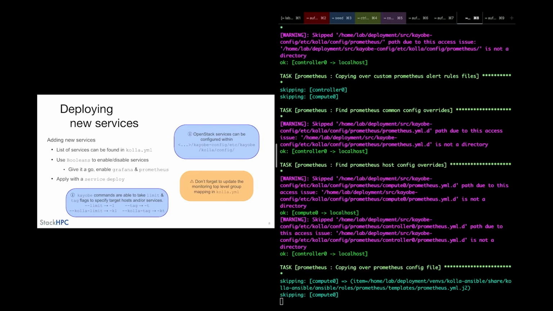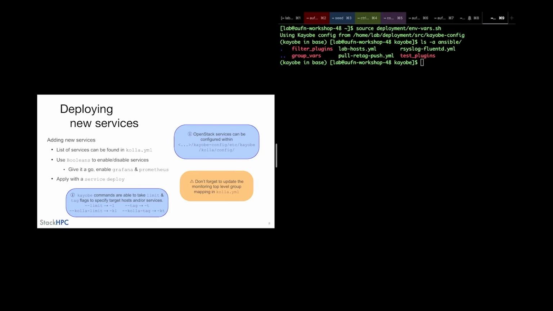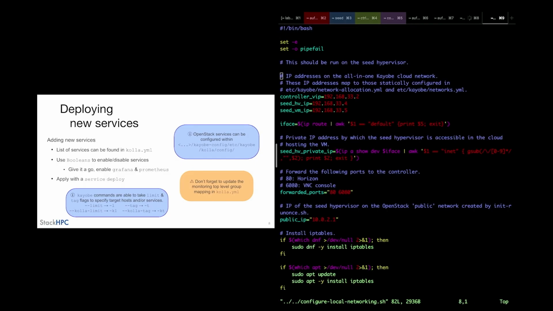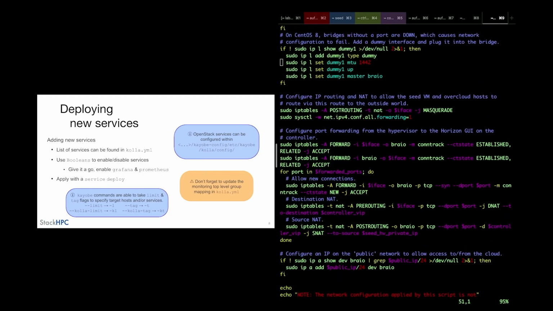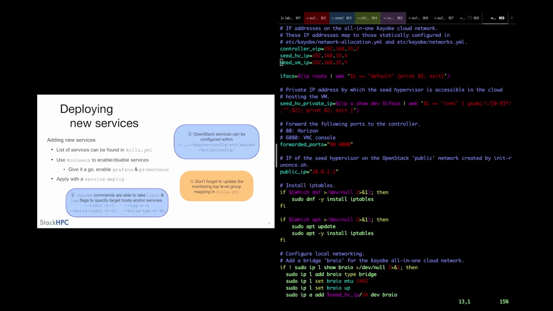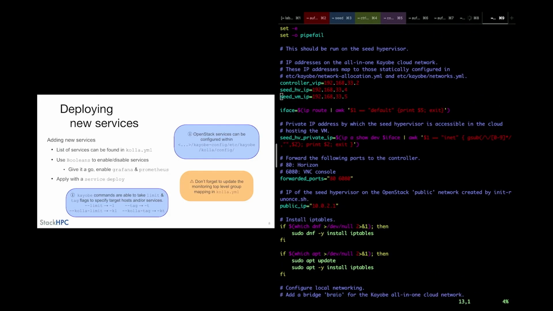One thing I can point out while we're still running here is this configure local networking script that we have been running. One section of this is exposing ports for different services. So we have a section of ports that are made available. This is mainly designed for just the core services. So we have port 80 for ANSYS Sync Horizon and port 6080 for the VNC console.